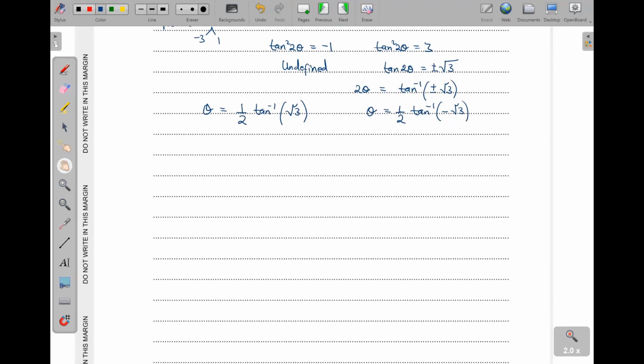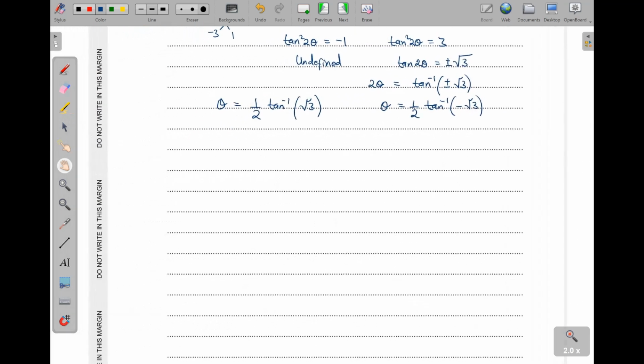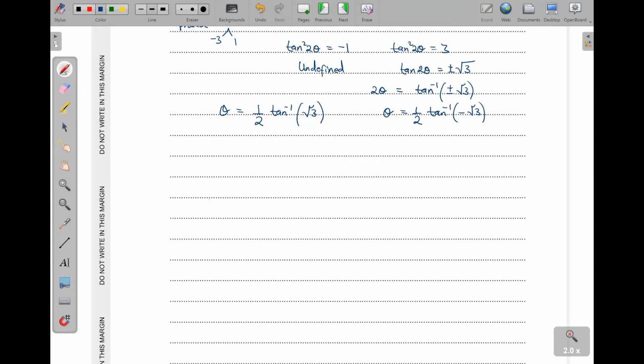Now, I always use the 4 quadrants. So when I try to use the 4 quadrants here, so drawing them, I'll have all are positive in the first quadrant, only sin positive in the second quadrant, only tan in the third quadrant is positive, only cos in the fourth quadrant is positive.